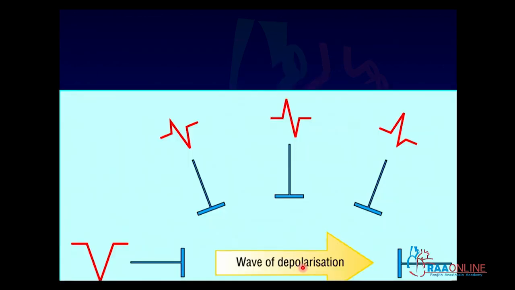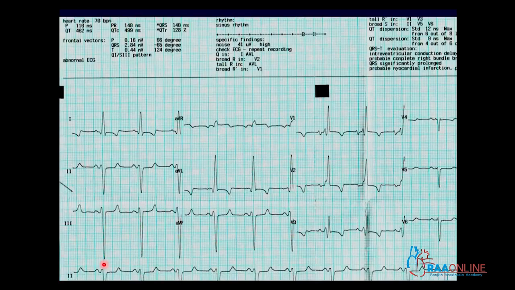Everything is based on this principle, which we saw again when we went into the electrical axis. Depolarization coming towards the lead will record a positive complex. If it is atrial depolarization, it will record a positive P wave. If it is ventricular depolarization, it will record a positive QRS complex. If the depolarization, or the vector, is going away from a particular lead, that lead will record a negative complex. If it is a P wave, the atrial vector is going away, so the P wave will be negative. If the ventricular vector is going away, the QRS will be negative. So this is what we have to understand first.